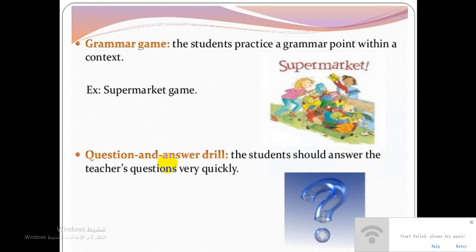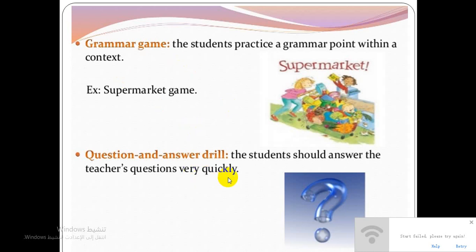Grammar game. Games like the supermarket alphabet game are described in the Audiolingual method. The games are designed to get students to practice a grammar point within a context. The students are able to express themselves, although it is rather limited in this game. Notice there is also a lot of repetition in this game.